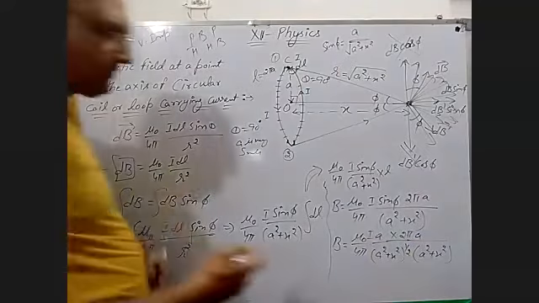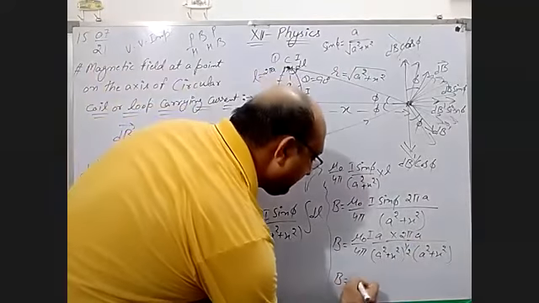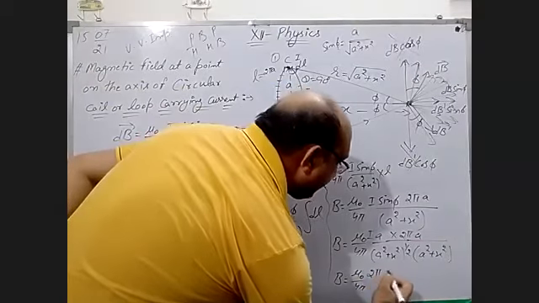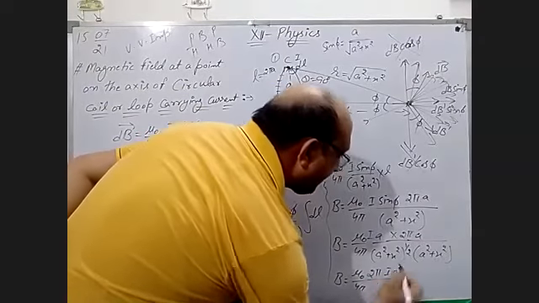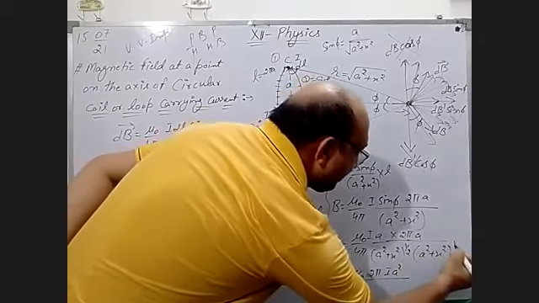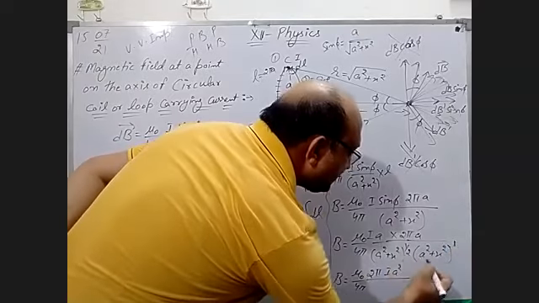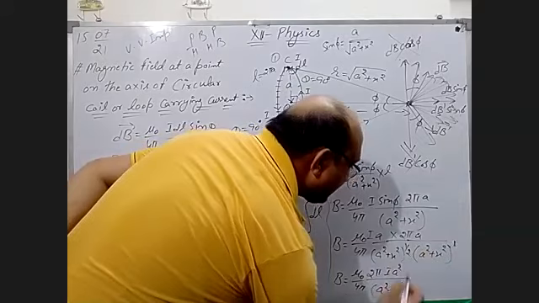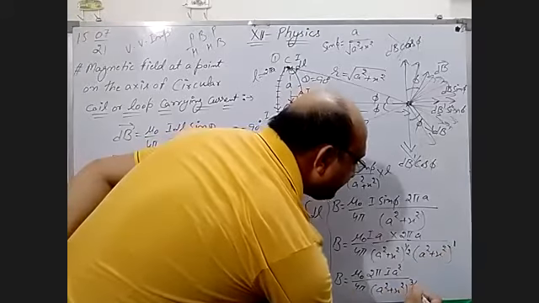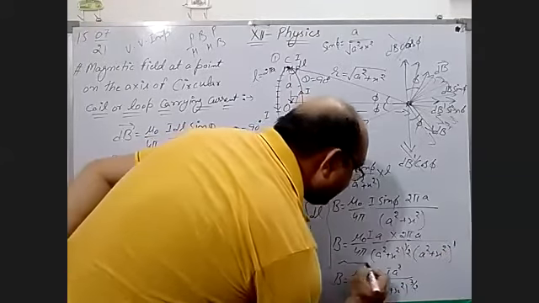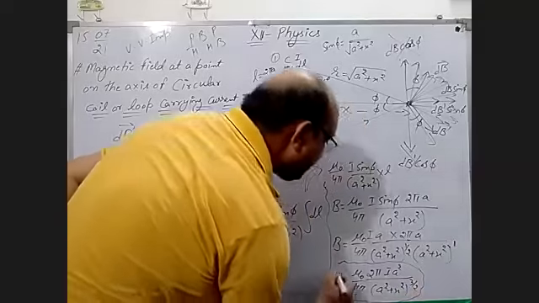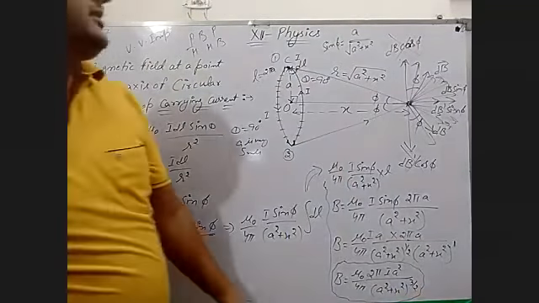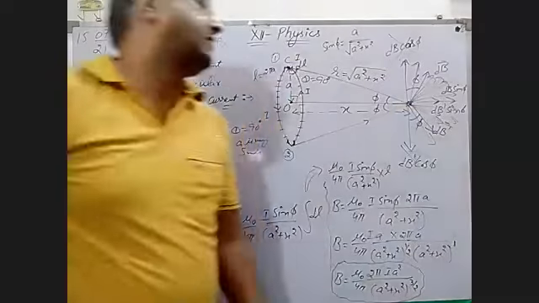Now solve it. B is equal to mu naught upon 4 pi, 2 pi I a square upon this thing. This power is 1, this is 1 by 2. Base is same, then power we can add. a square plus x square, 1 by 2 plus 1 becomes 3 by 2. Now this is the relation for a circular loop carrying current I, and this is the magnetic field at this point by the whole loop.